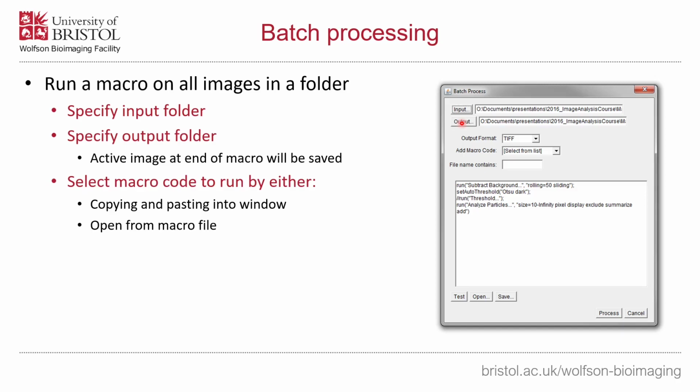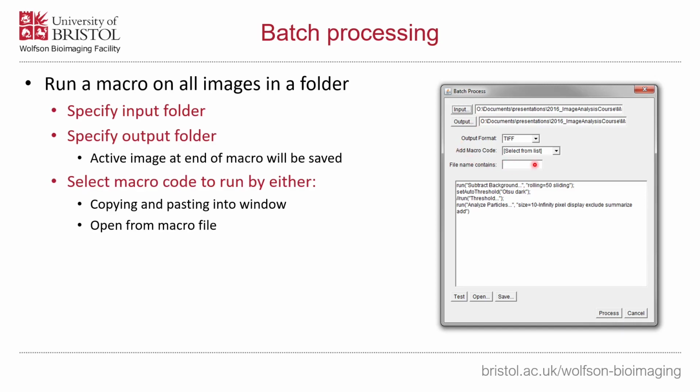So every time that macro finishes running, one of your images, assuming you've got images open, will be the last one that was used, so like the active image still within ImageJ. That one gets saved to that folder. You can tell it what format you want it to save in. The default, of course, is TIFF. And then you just put in your macro code either here, just copy and paste from your script editor, or you can click open and load in a pre-saved macro file, so macro files with the extension .ijm. And assuming that's all good, you can click process, and it will just very quickly, generally, run through all of the files in the input folder and save them to the output folder.